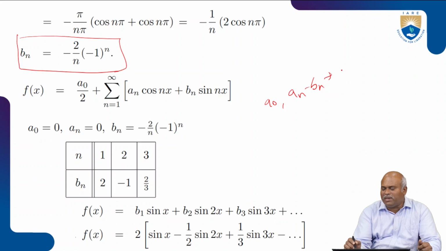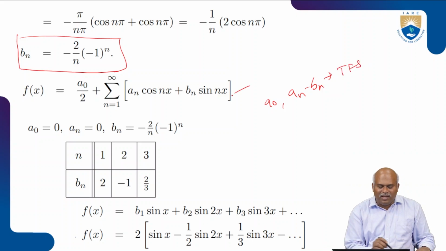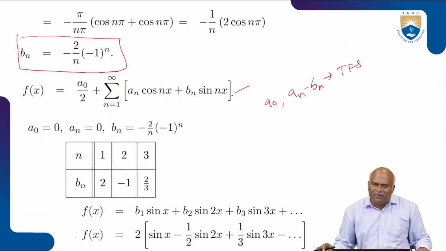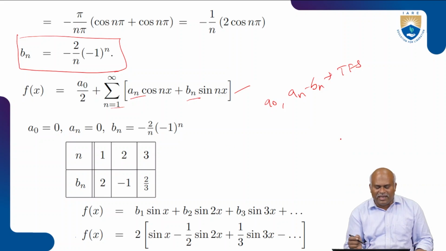You substitute these into the trigonometric Fourier series equation: f of x equal to a0 divided by 2 plus summation of n equal to 1 to infinity a of n cos nx plus b of n sin nx. Because n runs from 1 to infinity, we make a tabular column. N equal to 1, 2, 3, 4, 5, 6, 7, 8, like that.